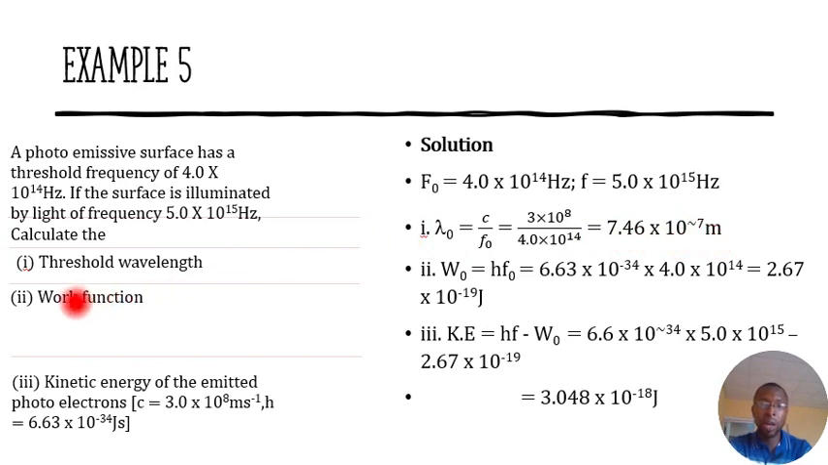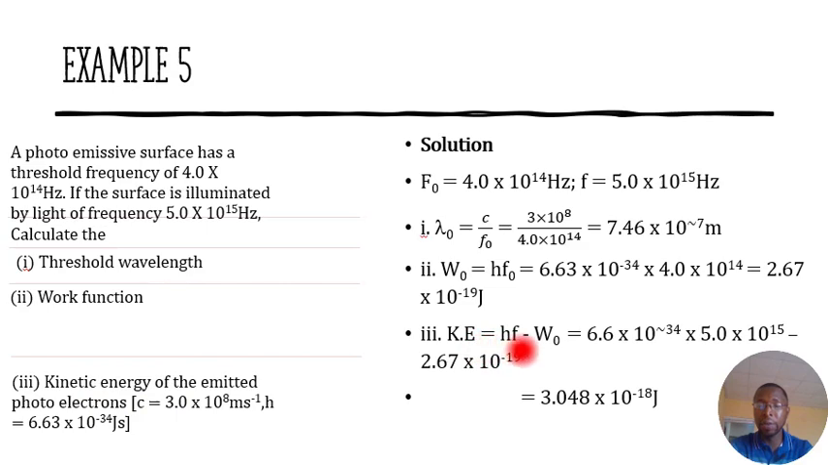Second question said we should calculate the work function. Work function is equal to the product of Planck constant and threshold frequency. So Planck constant is given to be 6.63 times 10 to the power minus 34. So we put it here, multiplied by the threshold frequency, which is 4.0 times 10 to the power 14. So when we simplify all of these, our work function will be 2.67 times 10 to the power minus 19 joule. So the third question says we should calculate the kinetic energy of the emitted photoelectron.